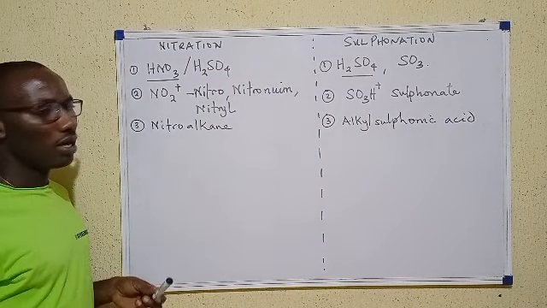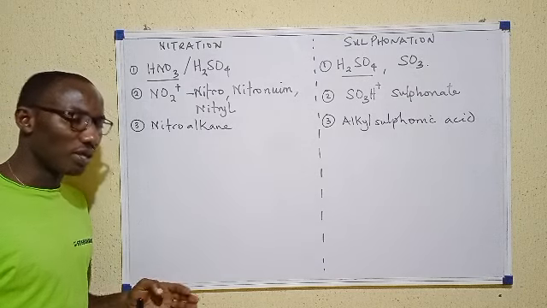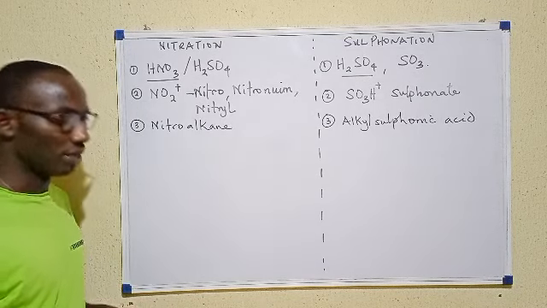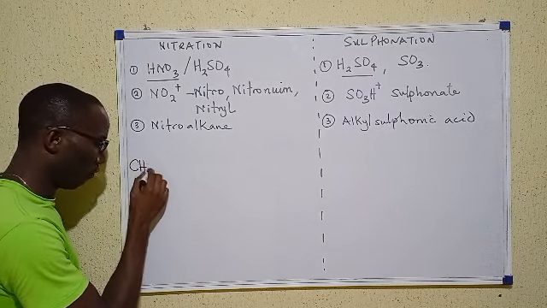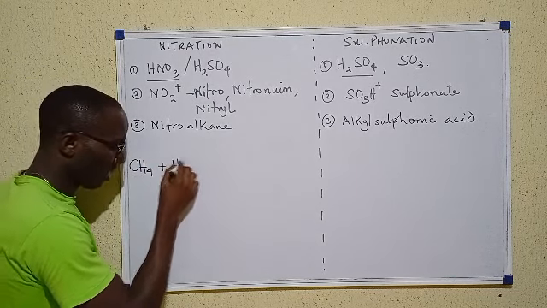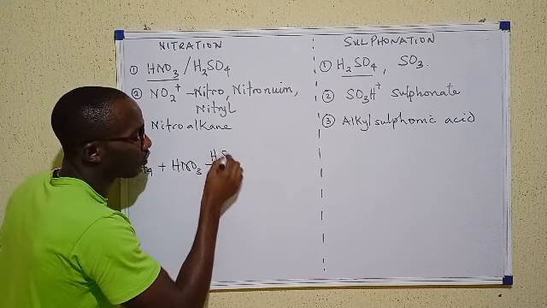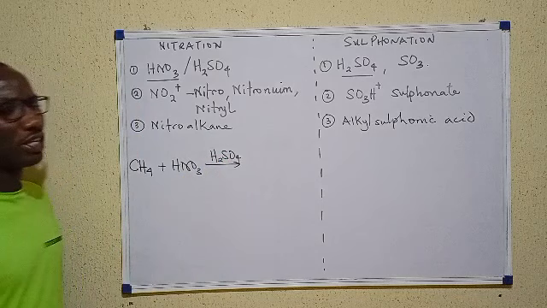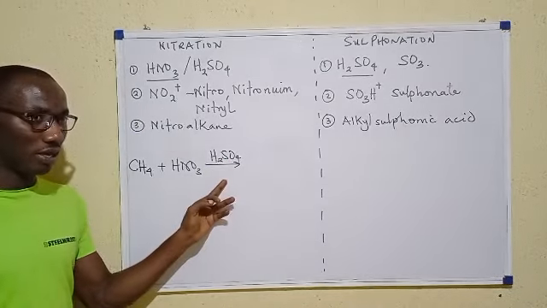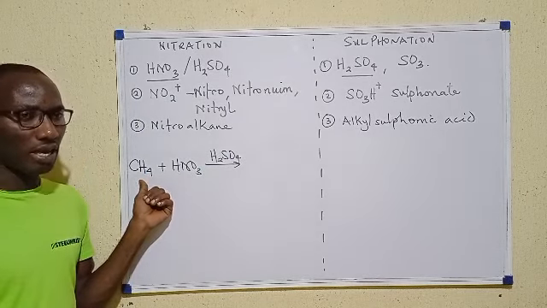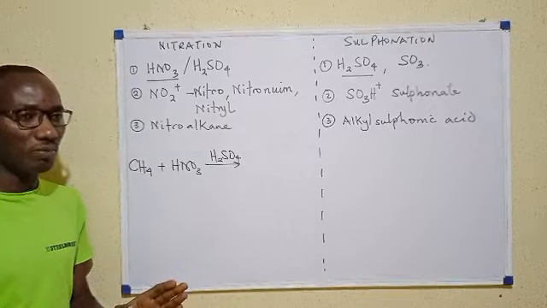For ease, I'm going to write equations for these two reactions using the simplest alkane, which is methane. So look at this, nitration of methane. Methane is CH4. If it were to react with HNO3 in the presence of H2SO4, this will be nitration. So look out for these two reagents occurring together with an alkane standing here. If you are required to write the product there, it will be very simple.